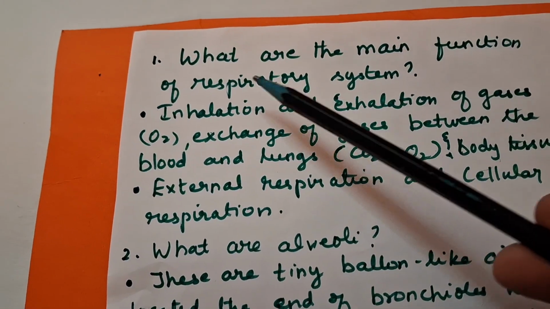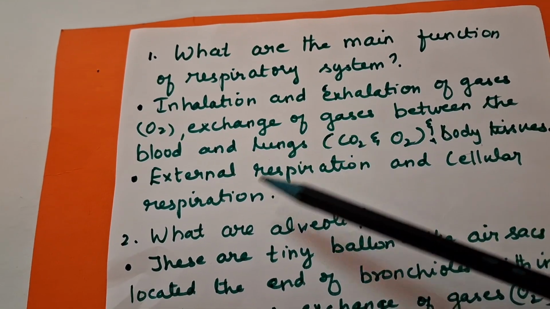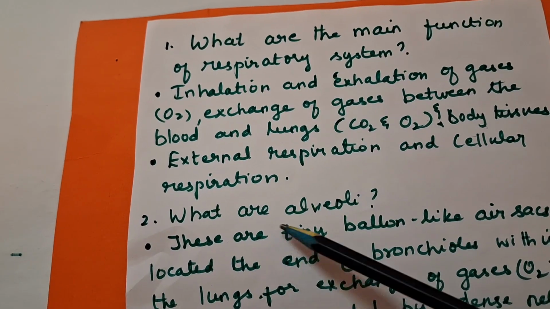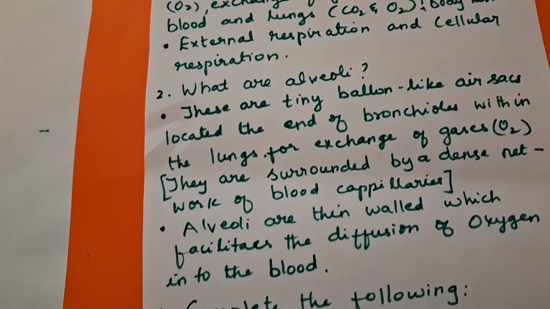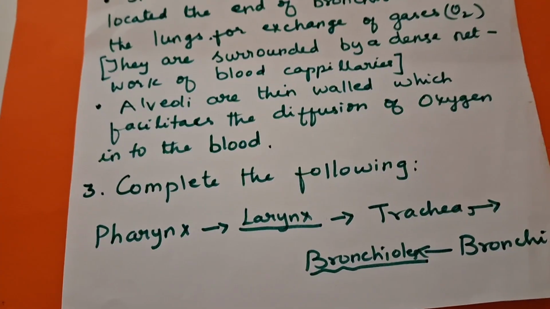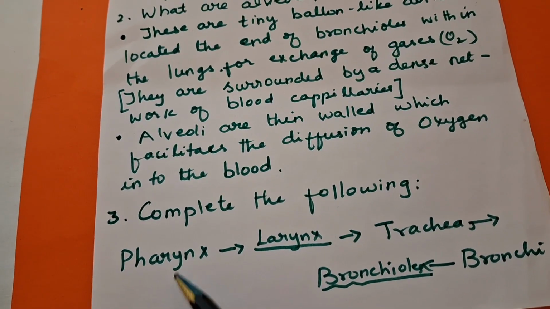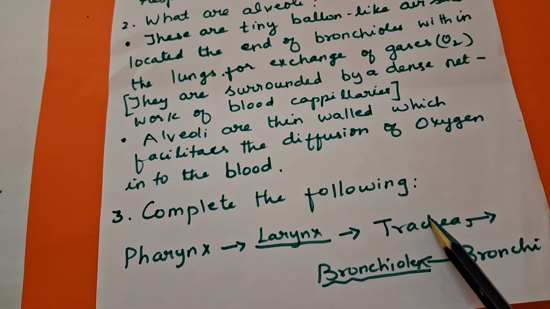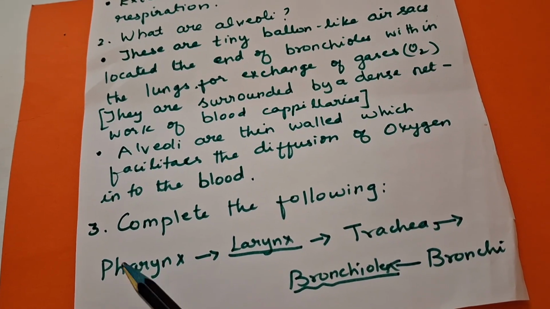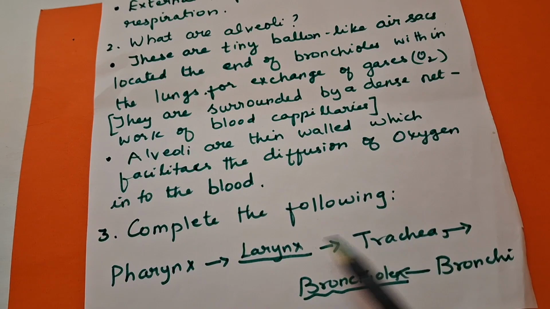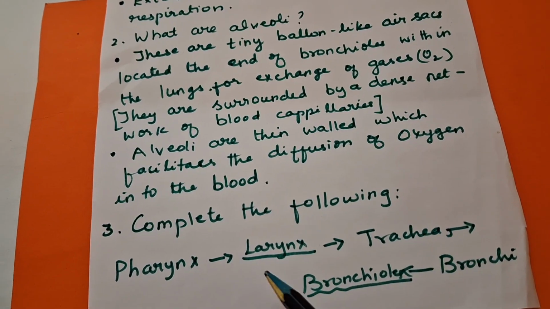A few questions are given. What are the main functions of the respiratory system? Just you can go through. What are alveoli? Then what is the role and function of alveoli? And next, complete the following: pharynx, then larynx, then trachea, then bronchi, then bronchioles, then alveoli. Sometimes they may ask you to write it in the proper order. This was already asked.